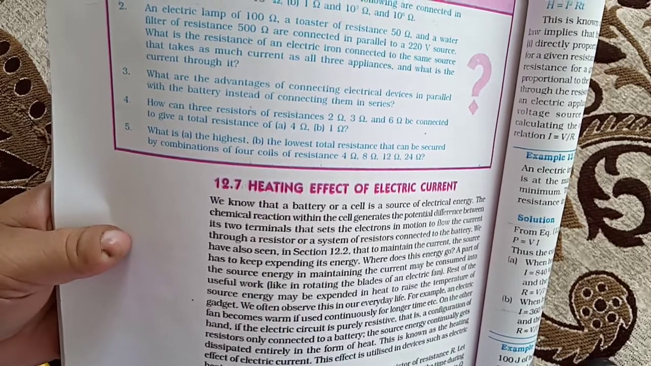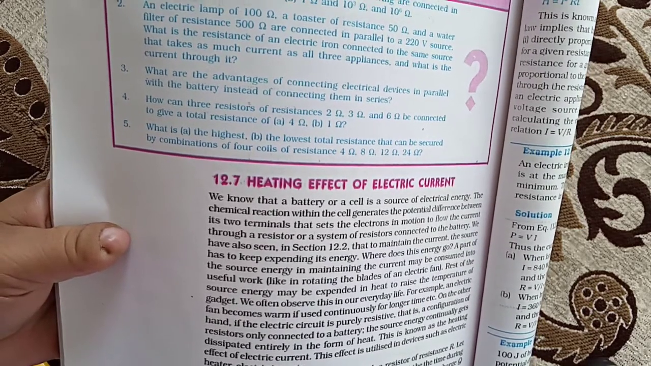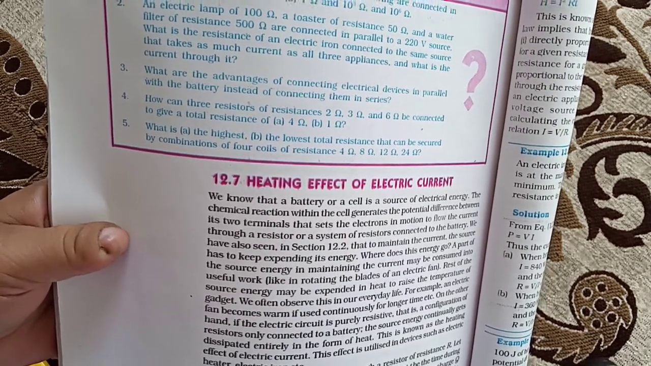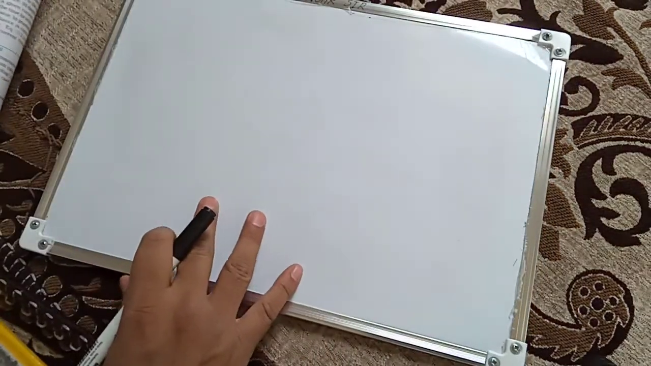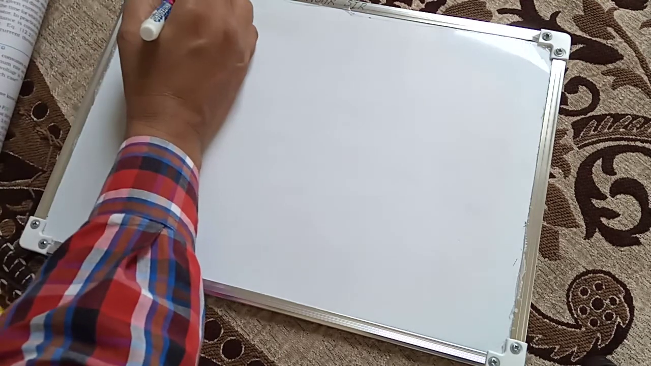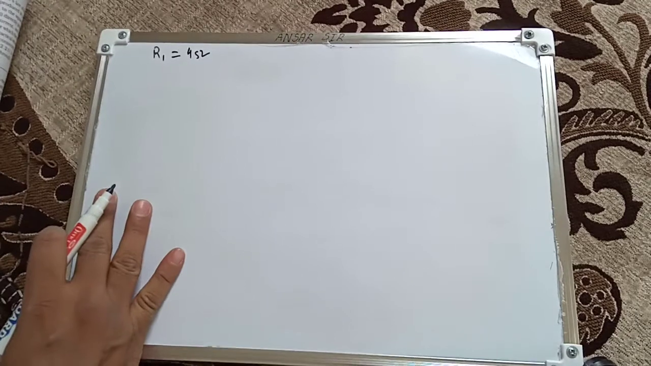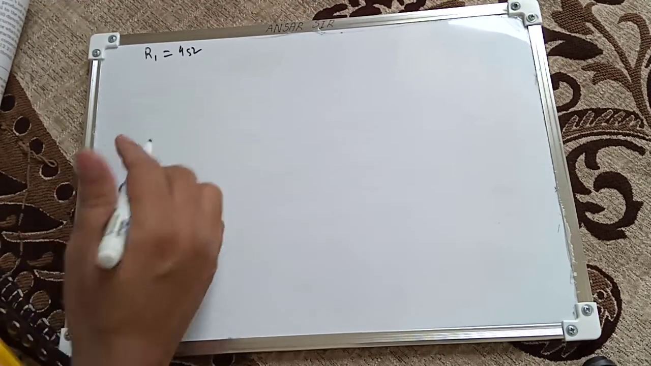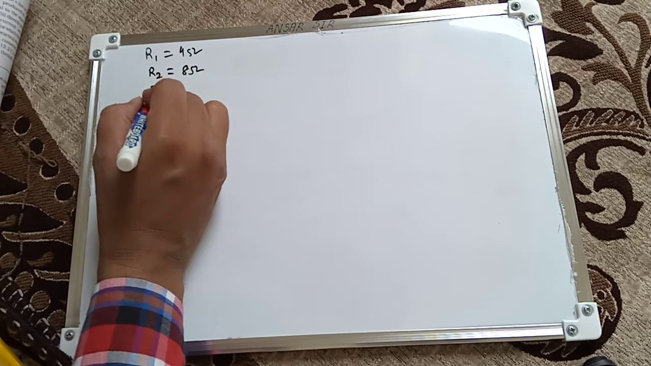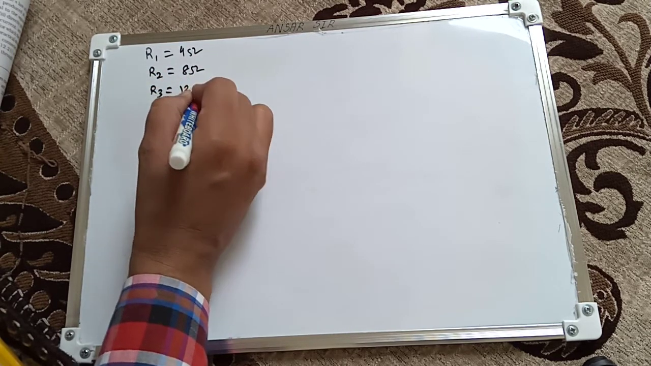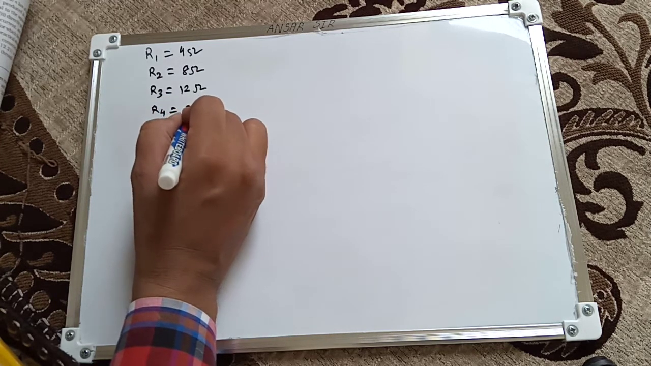If we want to get maximum resistance out of these 4 resistors, how should we connect them? And if we want to get minimum resistance, then how should we connect them? Let us solve. So the given values are, let us say R1 is given to be 4 ohms. Okay, can you see? R1 is 4 ohms. R2 is given to be 8 ohms. R3 is given to be 12 ohms. And R4 is given to be 24 ohms.